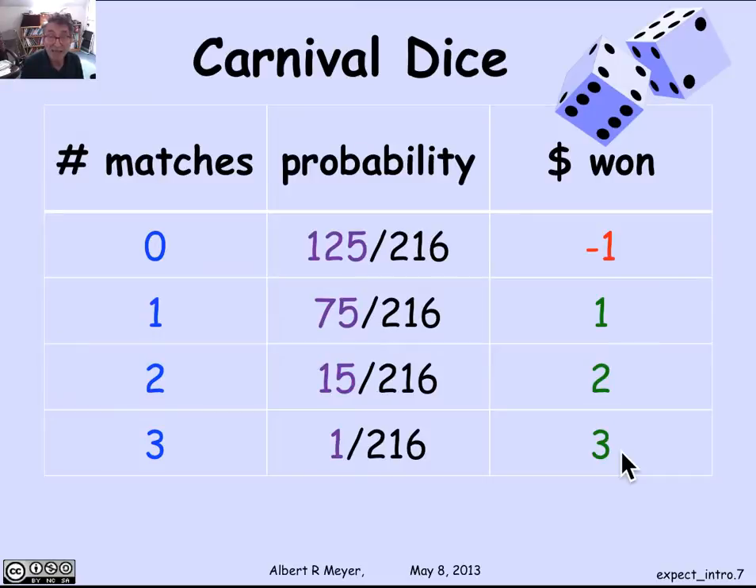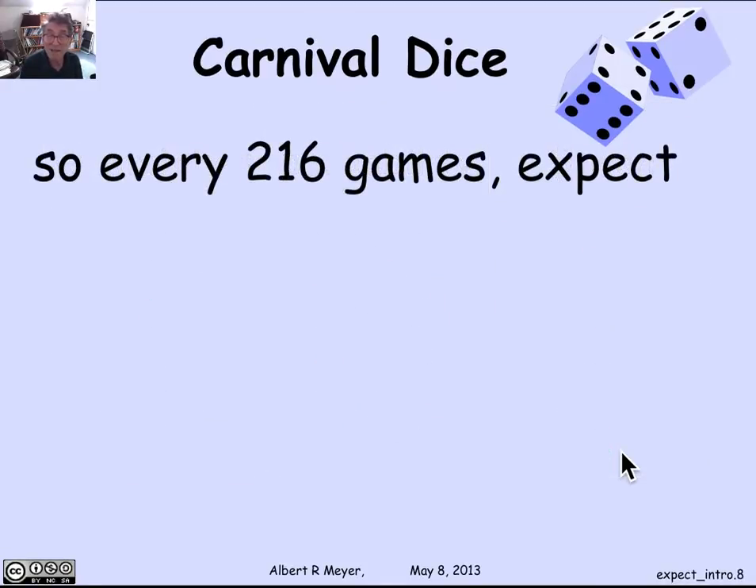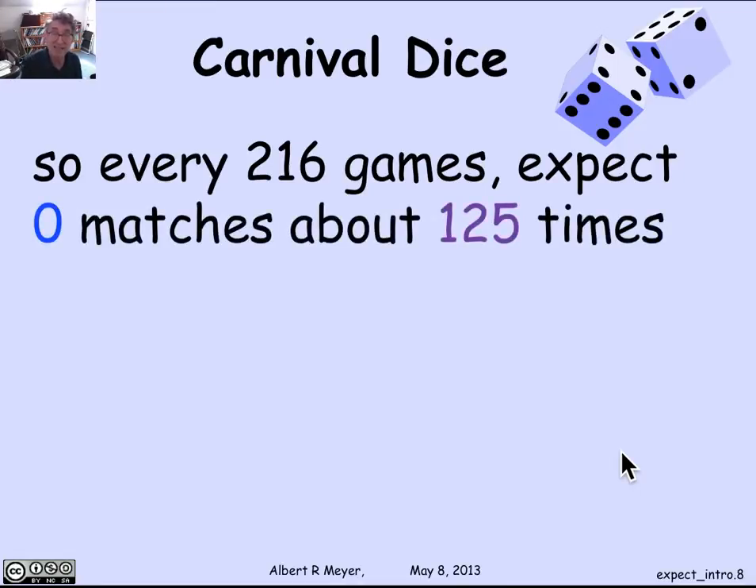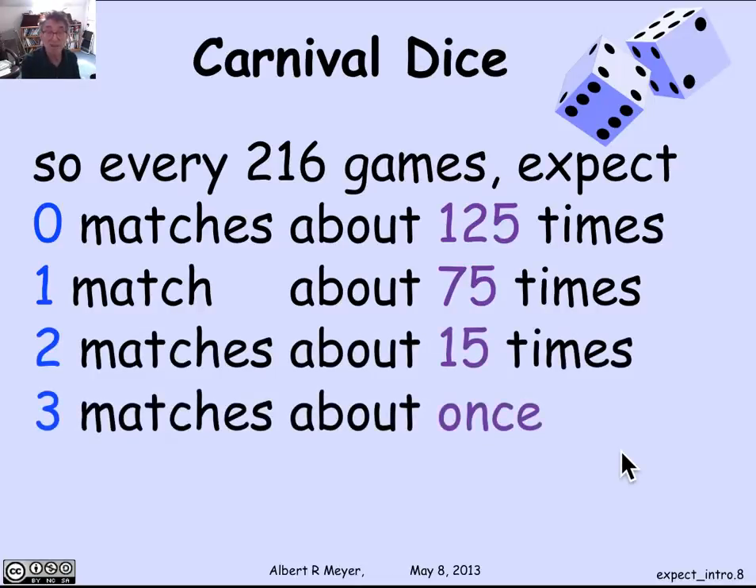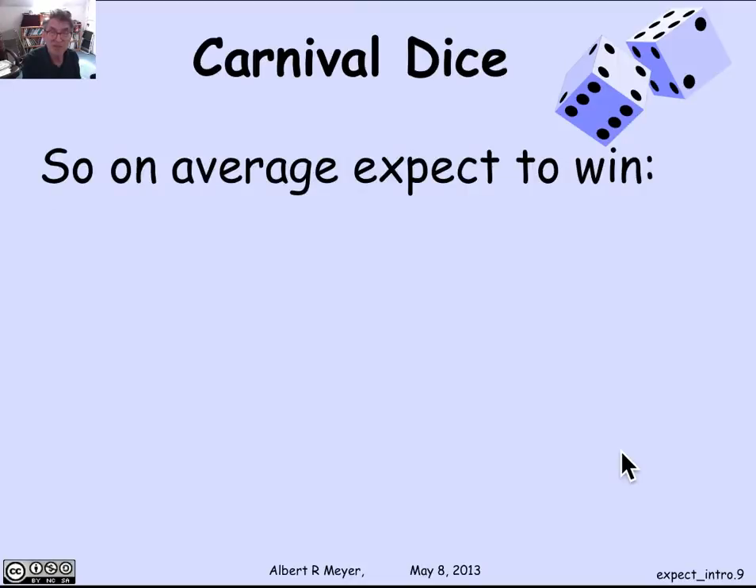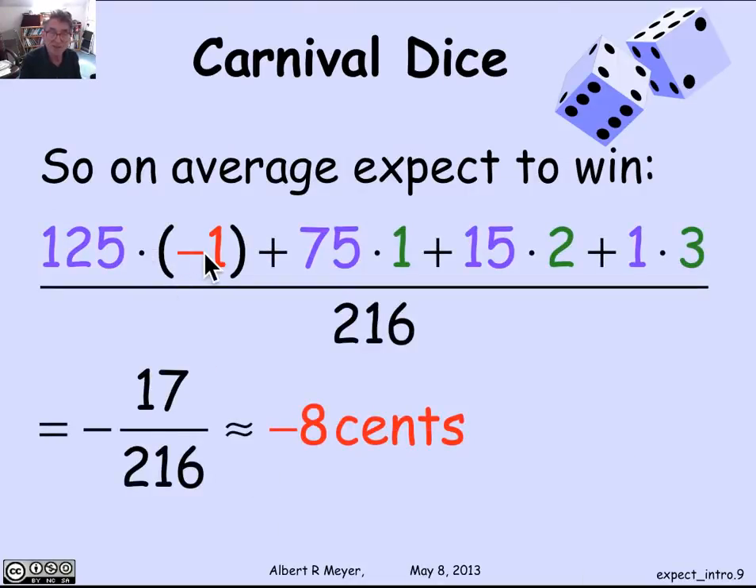Okay, so now I can ask, what do I expect to win? Suppose I play 216 games and the games split exactly according to these probabilities. Then what I would expect is that I would wind up with 0 matches about 125 times. That was the probability of there being no matches, 125/216. So if I play 216 games, I expect about 125 times I'm going to get no matches, which actually means I'll lose $1 on each. 1 match I expect about 75 times, 2 matches 15 times, 3 matches once. So my average win is going to be 125 times minus 1, plus 75 times 1, plus 15 times 2, plus 1 times 3, divided by 216.